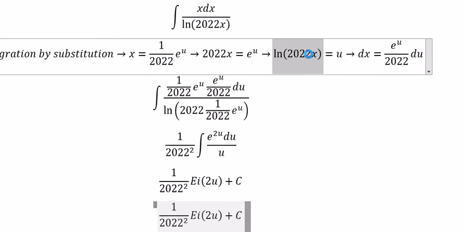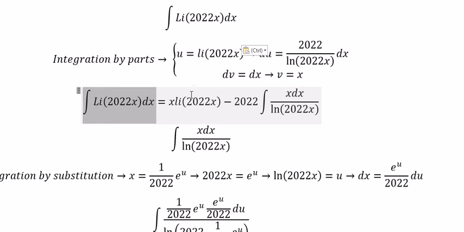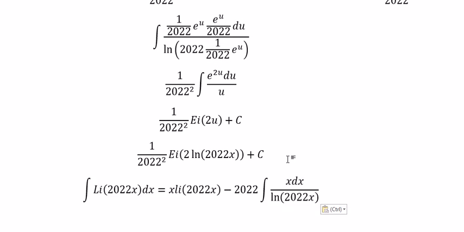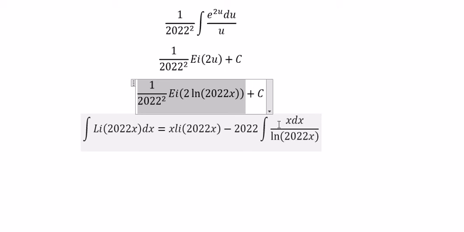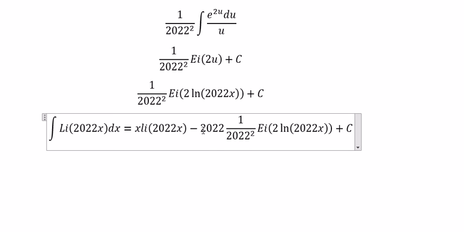So we put this one go in here, and now we combine everything. So we put this one go in here plus c. We simplify this one.